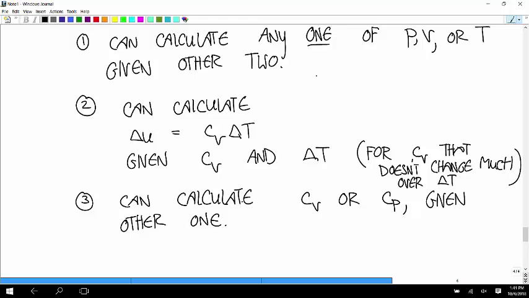Okay, then the next thing we're going to talk about is polytropic processes. Let's do that next time. This is enough to do a couple of problems.